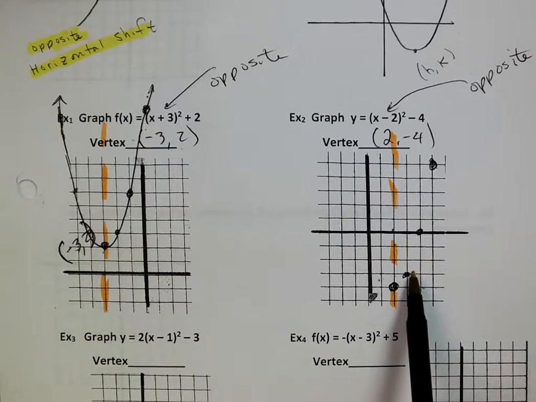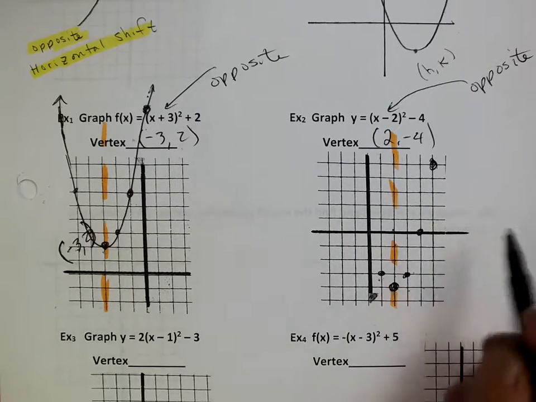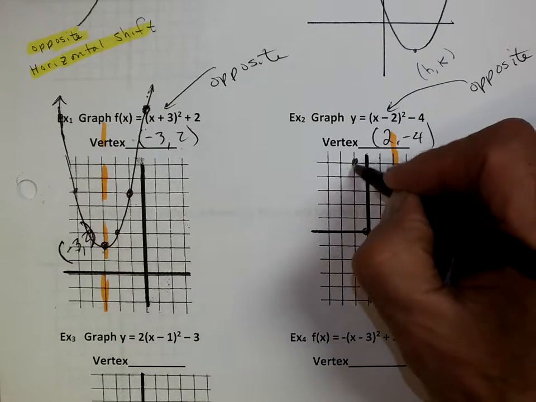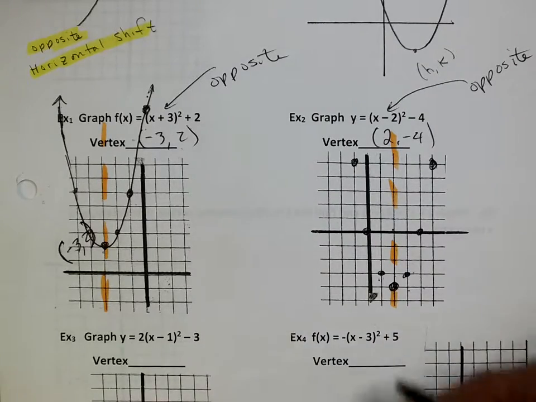So we reflect the points over, right? Reflect the points over and over, okay? There you go.